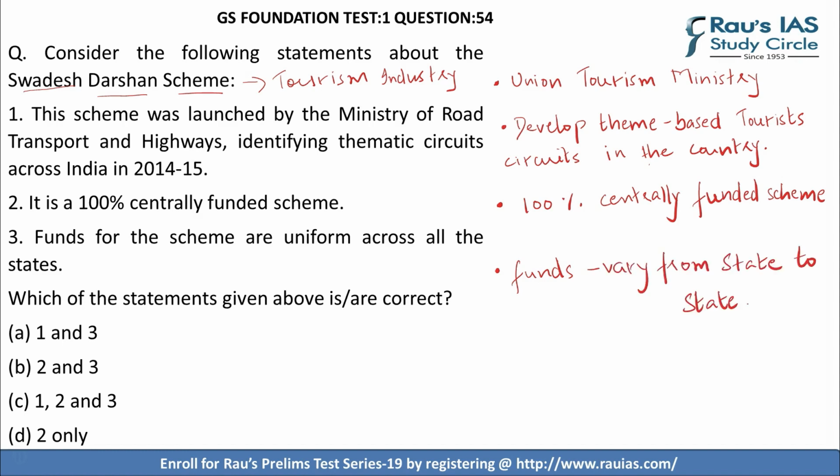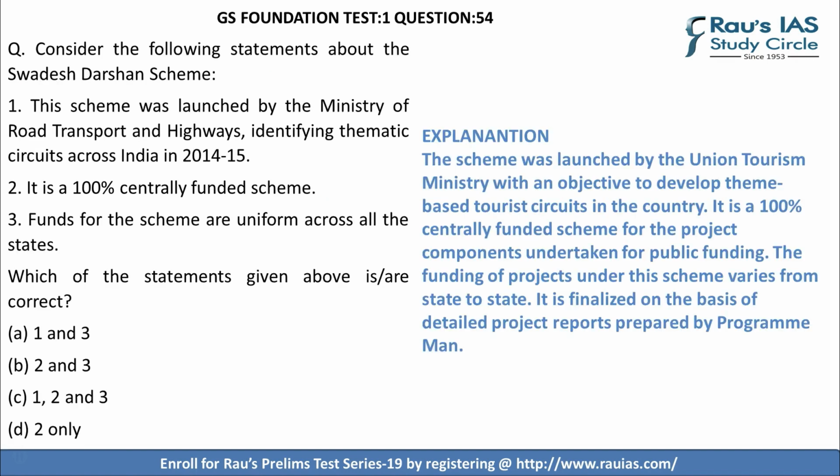Coming to the question, the first statement reads, this scheme was launched by the Ministry of Road Transport and Highway, identifying thematic circuits across India in 2014-15. This is wrong. It was launched by the Union Tourism Ministry to develop theme-based tourist circuits. Second, it is a 100% centrally funded scheme. This statement is correct. Third, funds for the scheme are uniform across all the states. This is wrong. We have seen that the funds vary from state to state. Hence, your right answer would be D, 2 only. Please look at the explanation for more information.